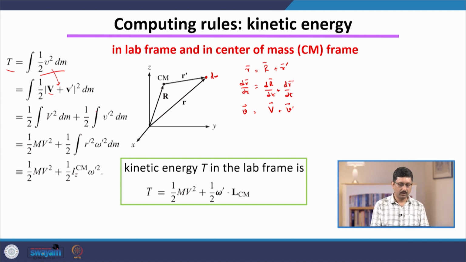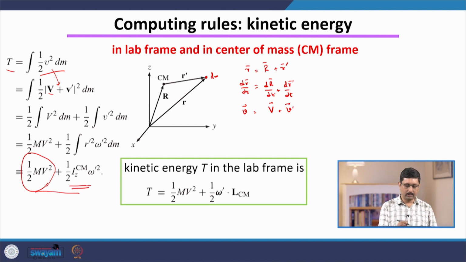If you expand this square and do the algebra, you end up with the expression that the kinetic energy of the object in the lab frame has two pieces. The first piece is as if the whole object mass is concentrated at the center of mass and is moving with the velocity of the center of mass, and the second piece turns out to be of the form the moment of inertia times omega square. So, this is the expression for kinetic energy due to rotation.